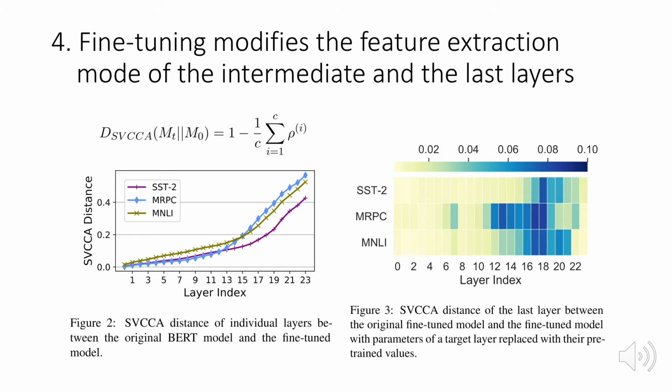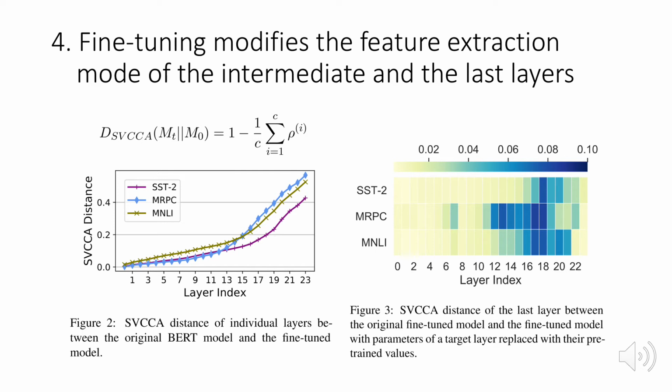As for the feature extraction mode, we use SVCCA as a metric, where C denotes the hidden size of BERT. Rho is a CCA result, a value between 0 and 1, which indicates how well correlated the two representations derived by two models are. Figure 2 is the SVCCA distance of individual layers between the original BERT and the fine-tuned model.